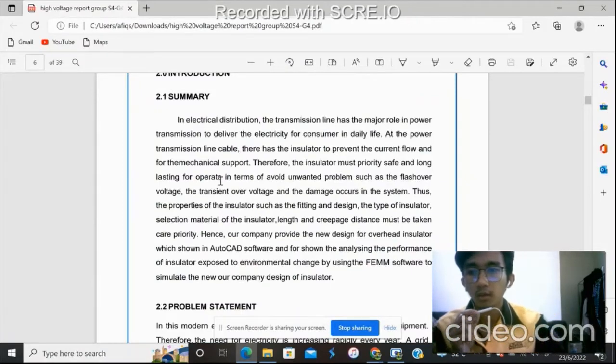Okay, so today I will explain a little bit about our project introduction. In electrical distribution, the transmission line has a major role in power transmission, delivering electricity to consumers in daily life. At the power transmission line cable, there is an insulator to prevent the current flow and provide mechanical support. Therefore, the insulator must be safe and long-lasting in operation, avoiding problems such as flashover voltage, transient overvoltage, and damage occurring in the system.